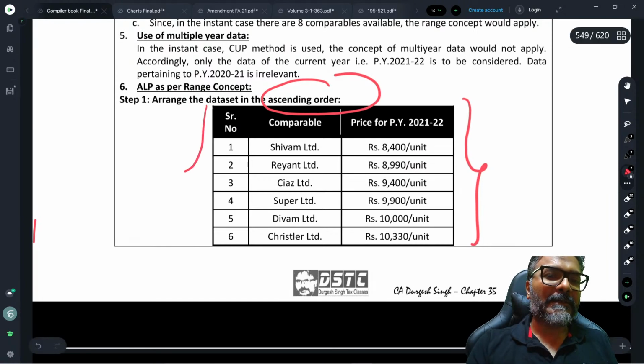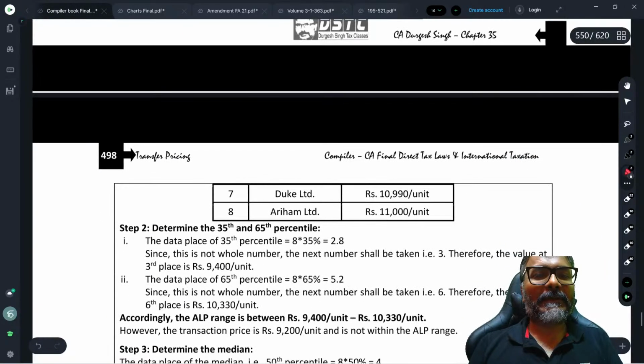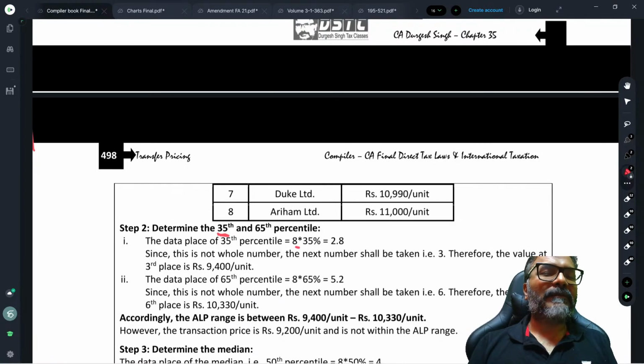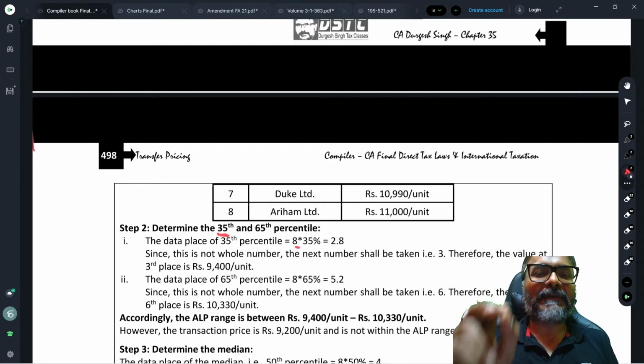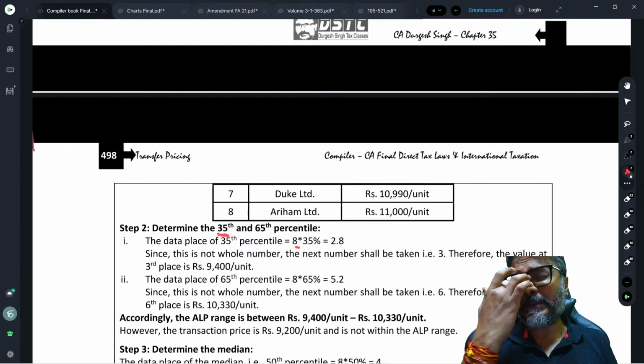Once you have arranged the data set in the ascending order, then in that particular case you will take 35% of the data set. So 35% of 8, that will be the first and foremost. And the second one would be 65% of the data set, students. So 65% of 8, that is the second point. So 35% of 8 comes to around what? 35% of 8 is how much?